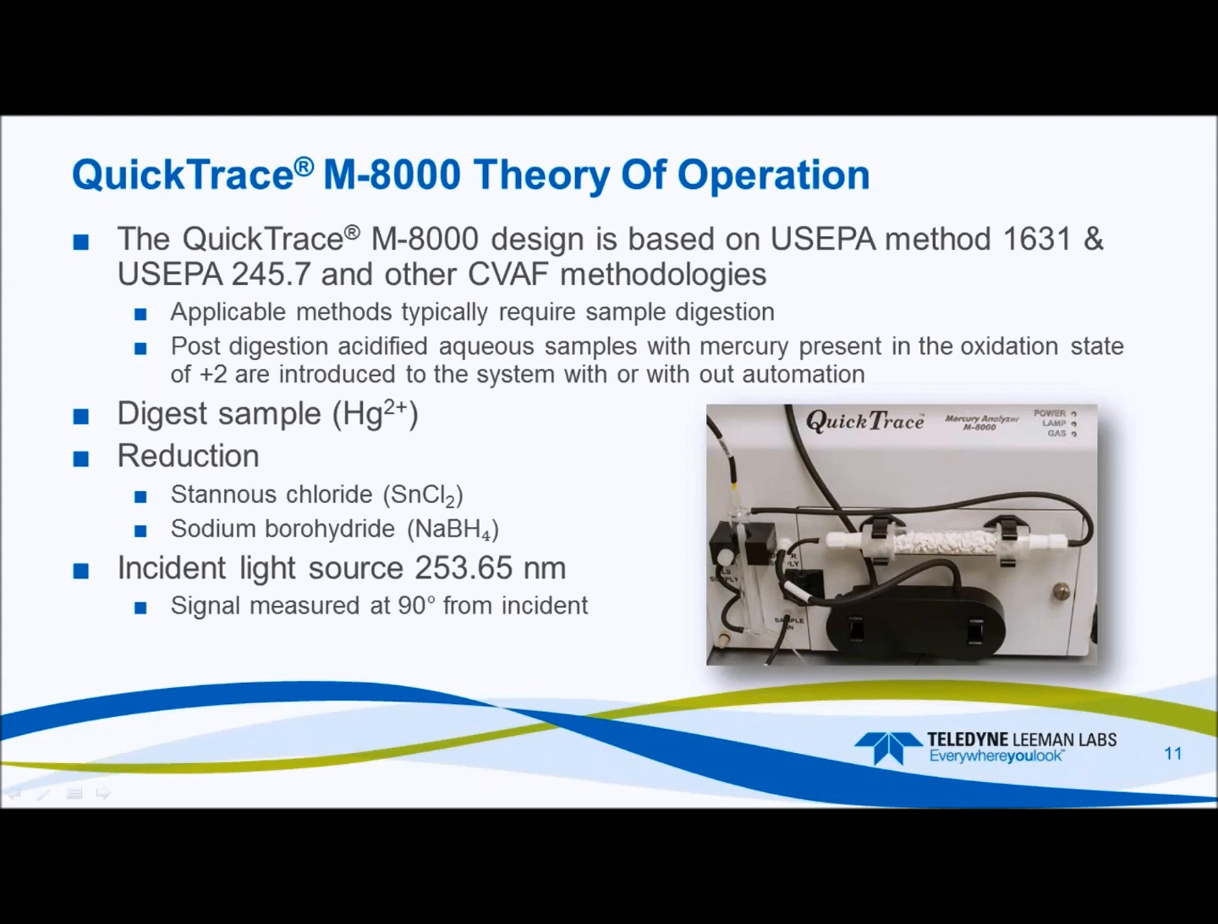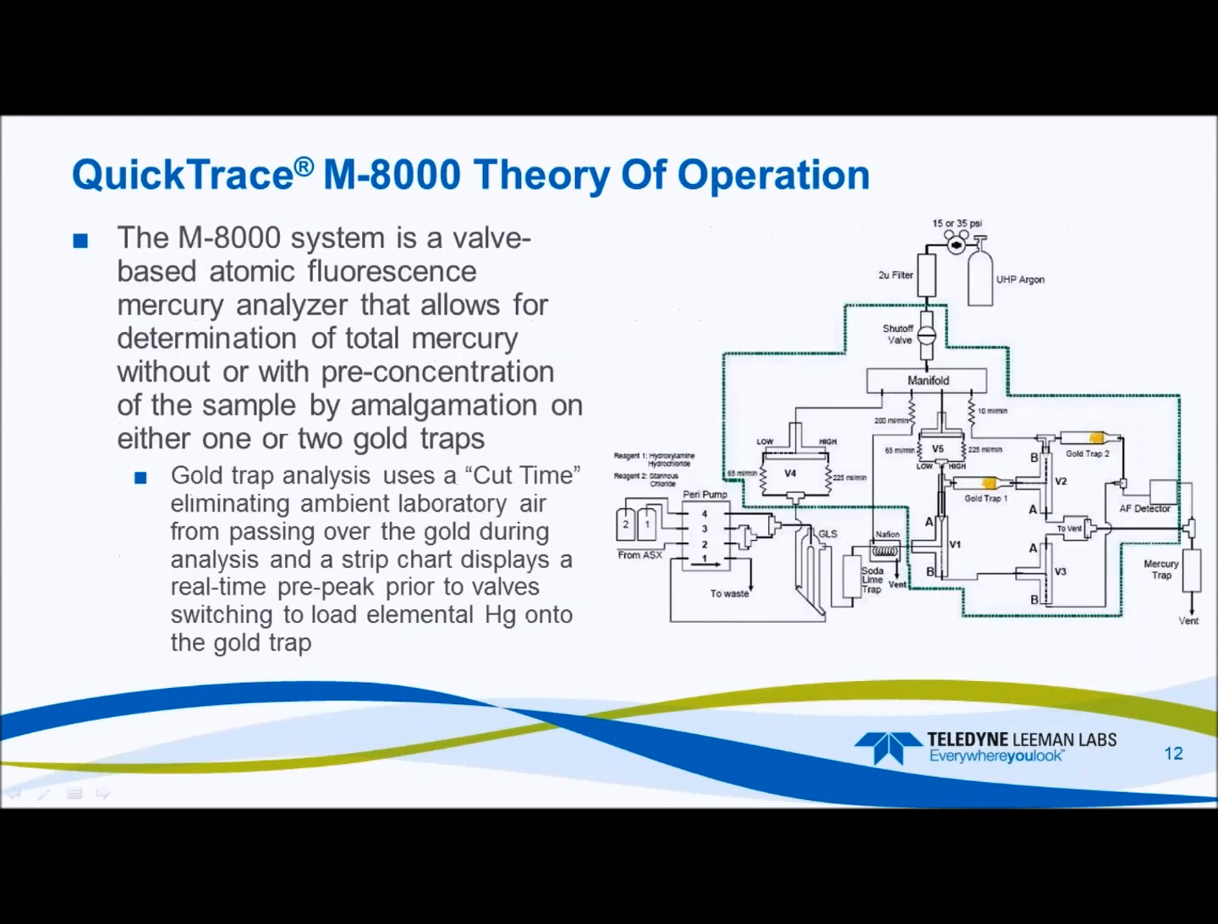You can do it either with or without automation. The systems can be manual, where you are the auto sampler and you move the probe from the rinse to the sample. It's really easy. So you digest the sample to 2+. The reduction of mercury to elemental mercury can be done with either stannous chloride or sodium borohydride, and the light source is at 253.65 nm, and it is measured at 90 degrees.